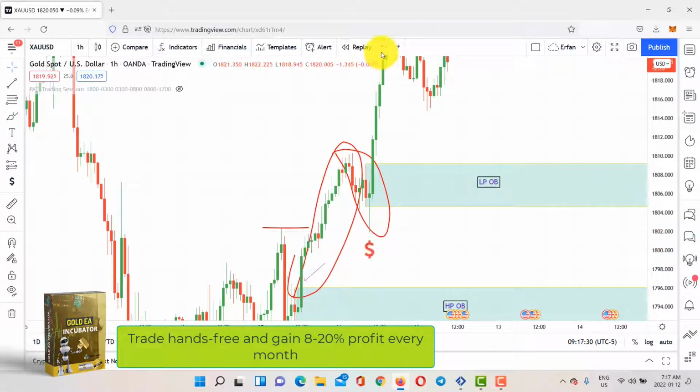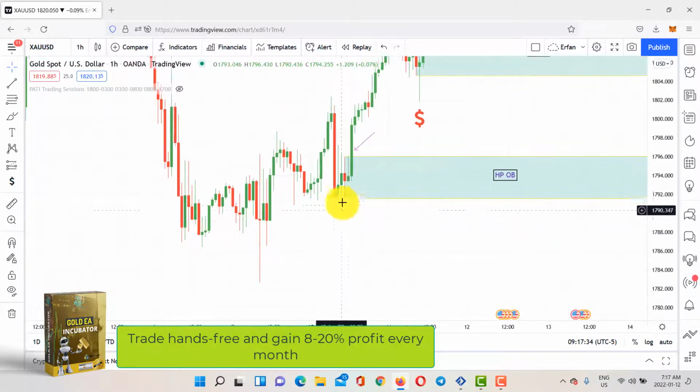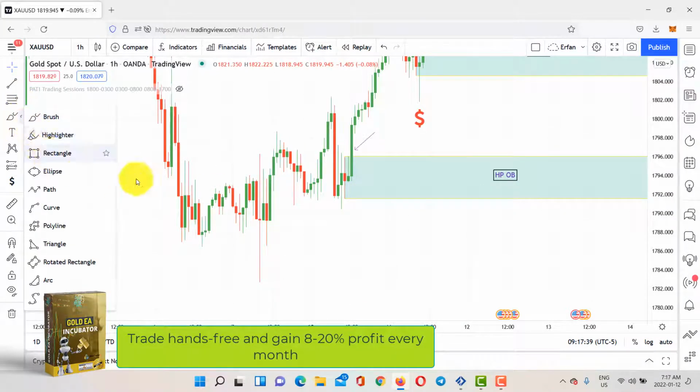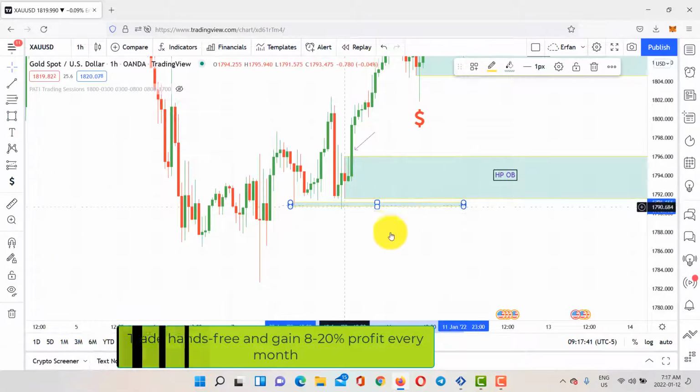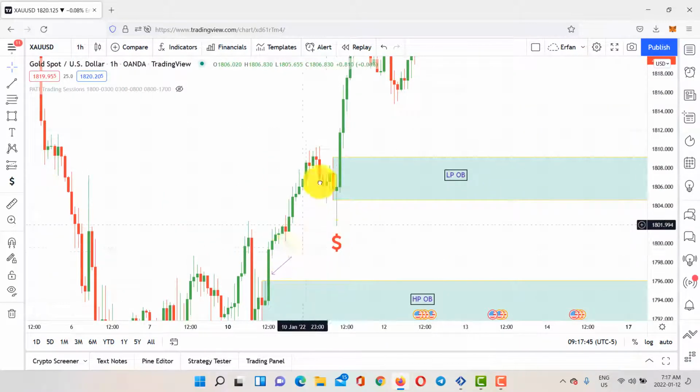So what it means is that, for example, for this one, we don't have that correction here, so it's not a correction, it's just forming a support level here, and it's actually going up. But this one is a swing low, that's why I'm saying.